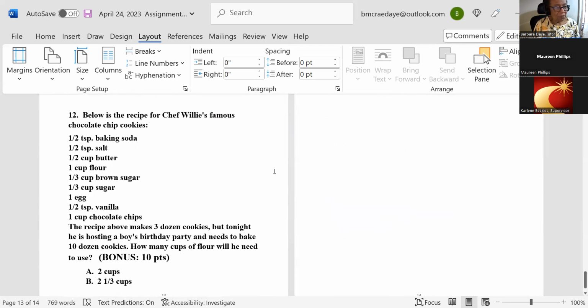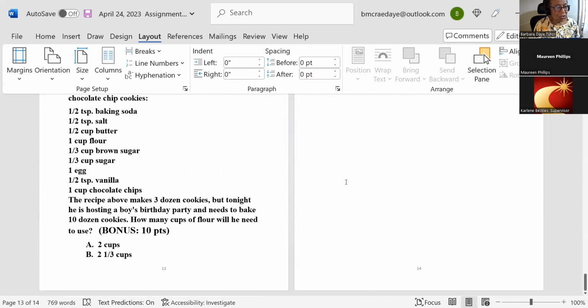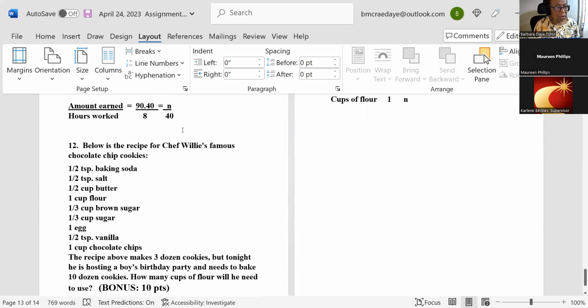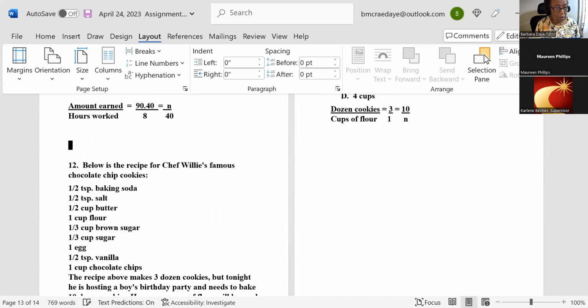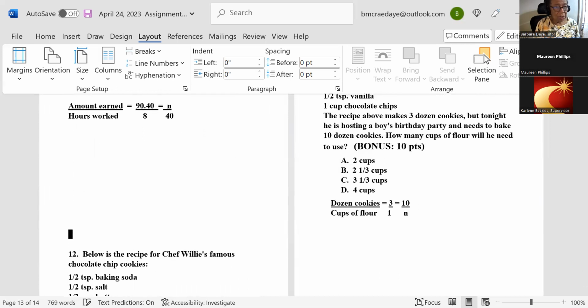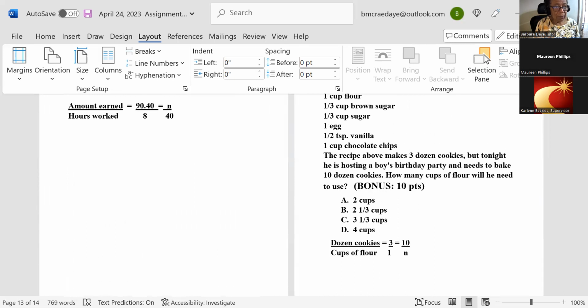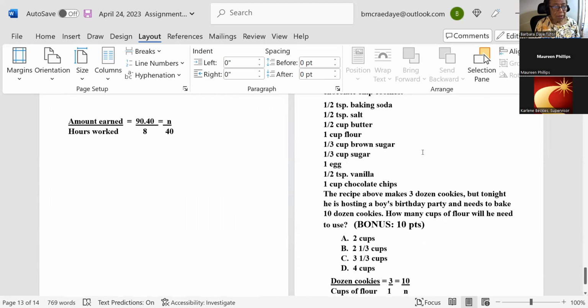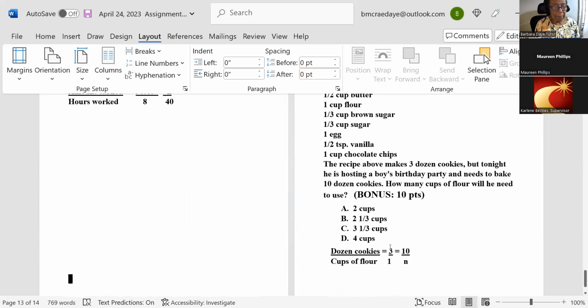It's a long one. Chef William's famous chocolate chip cookies. Okay. Let's see if I can get all this on one screen. Okay, here we go.